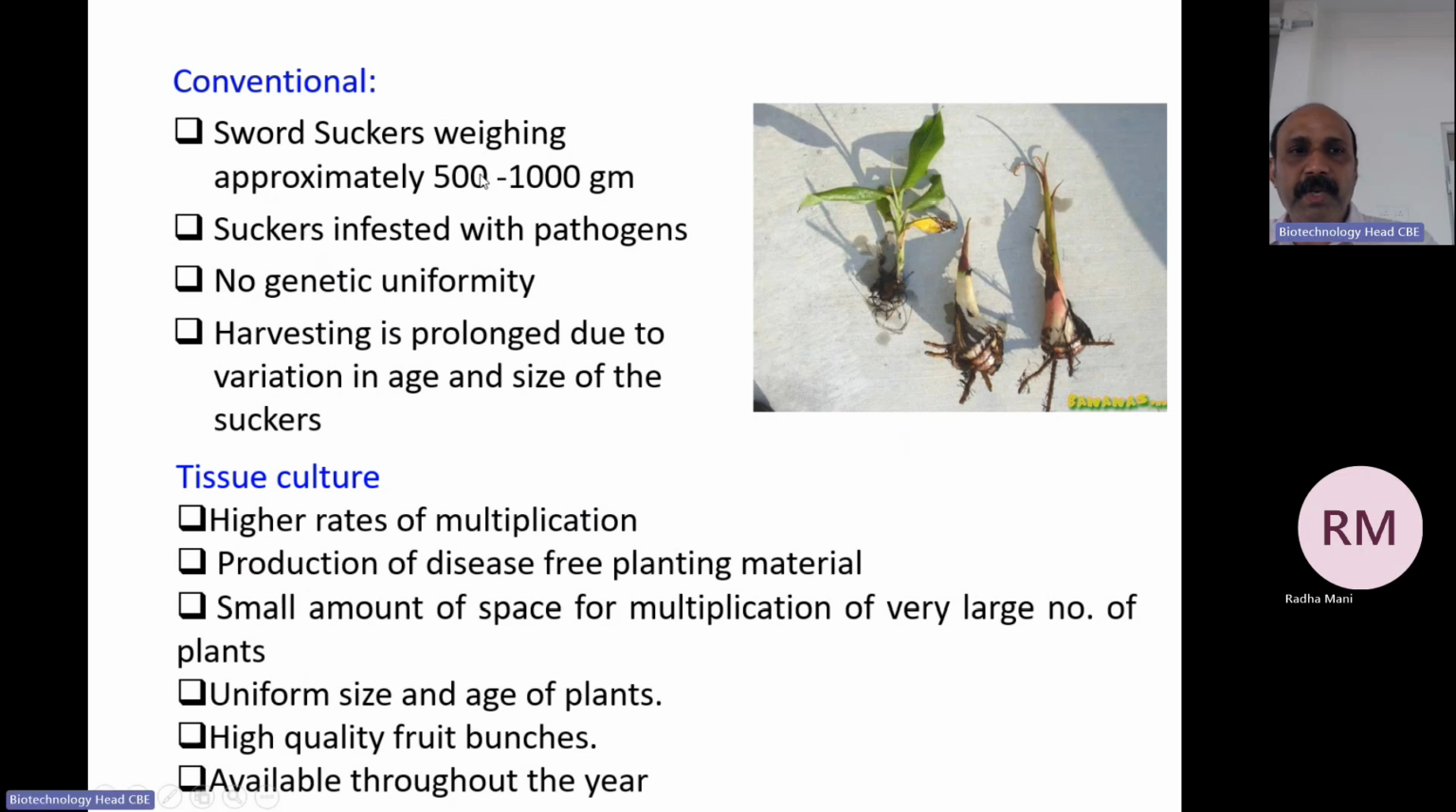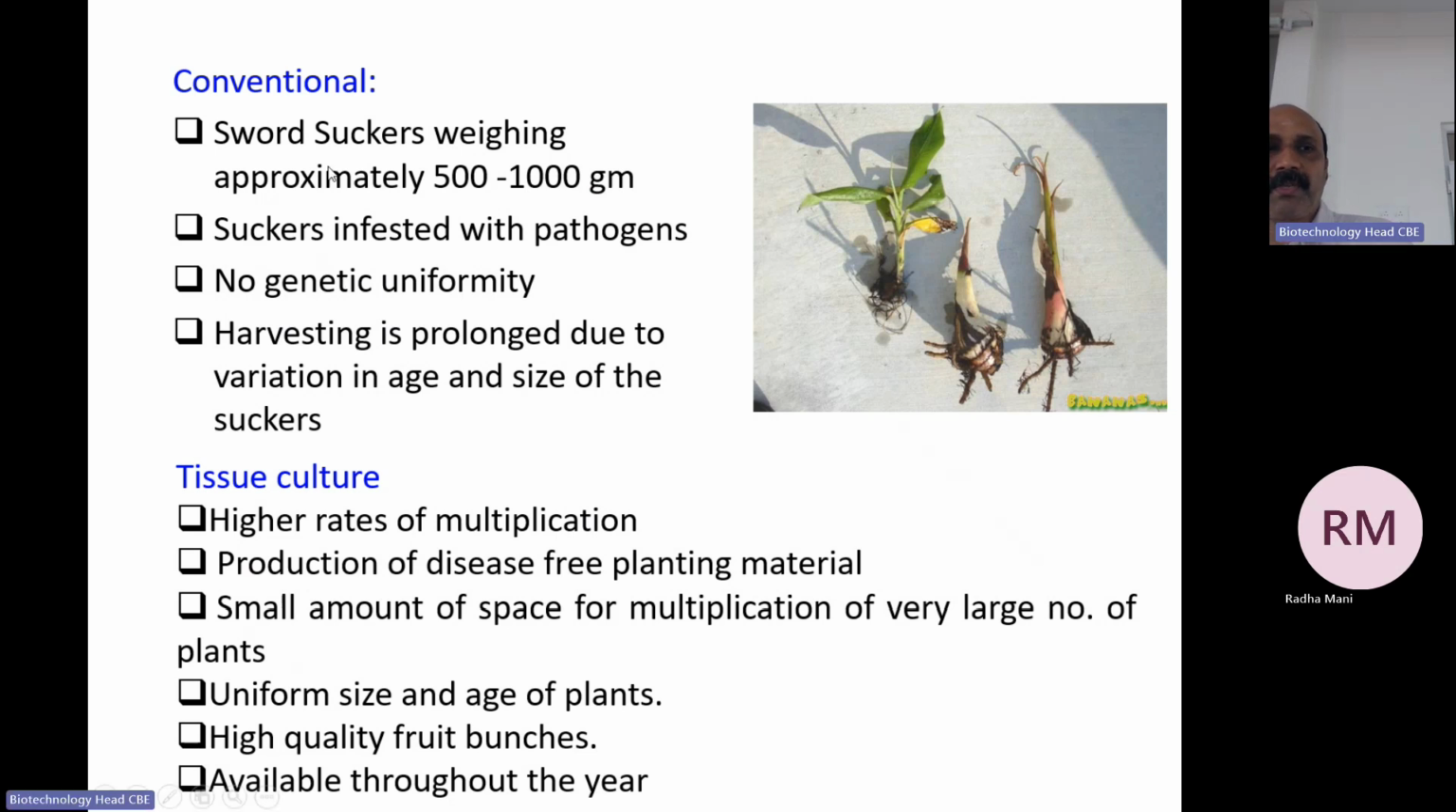Mostly sword suckers are used, and suckers can be infected with pathogens. The most important pathogen is the fusarium wilt of banana. Right. This fusarium wilt is now also coming up in coconut. Most of this coconut is being infected with fusarium, and there are very few control measures we can take once it is infected.